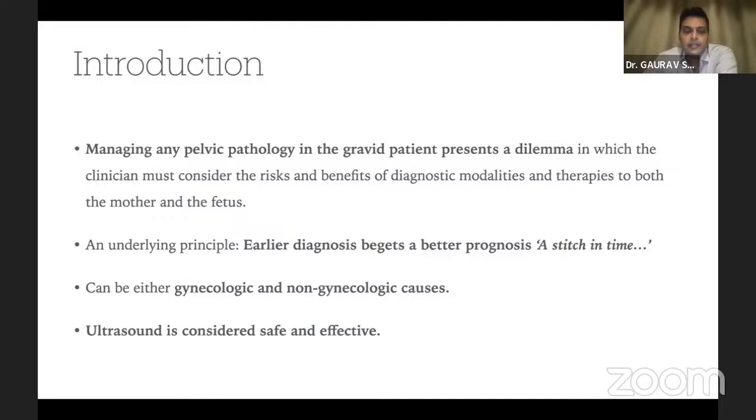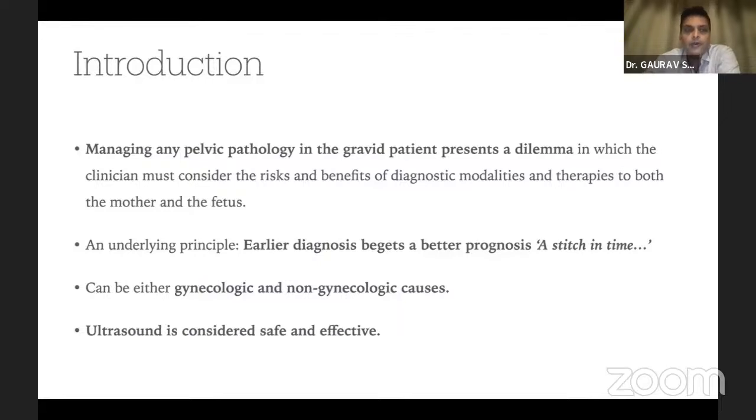So the underlying principle now in a lot of the endoscopy, I'm talking from an endoscopy and surgeon's point of view, is earlier diagnosis begets a better prognosis, or as we say, a stitch in time saves 9. And this can't be more true for this particular subject and this particular topic, because a lot of the times we see that if it is not intervened, either the pathology grows or there are challenges and complications that occur even after the pregnancy is over.